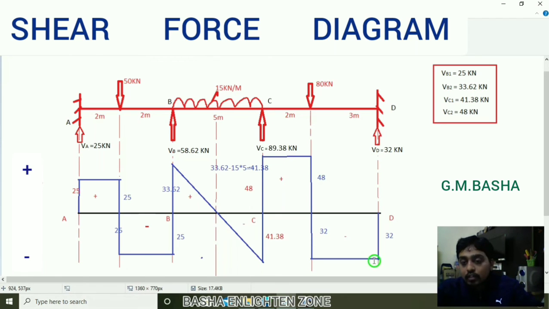Again from here to here there is a 3 meter span with no load, that is the reason I am drawing a straight line. And again at this position the force acting is 32 kilonewton, so I am taking upward 32 kilonewton. So friends, while calculating, whatever positive and negative terms you get are the checkpoints. For example, you will get VB equal to 58.62. If you remove that positive term, you will get VB1 and VB2 terms. So these are the checkpoints. If you calculate vertical reactions according to this procedure, you will get checkpoints VB1 and VB2 directly. Friends, I hope you understand this explanation clearly.